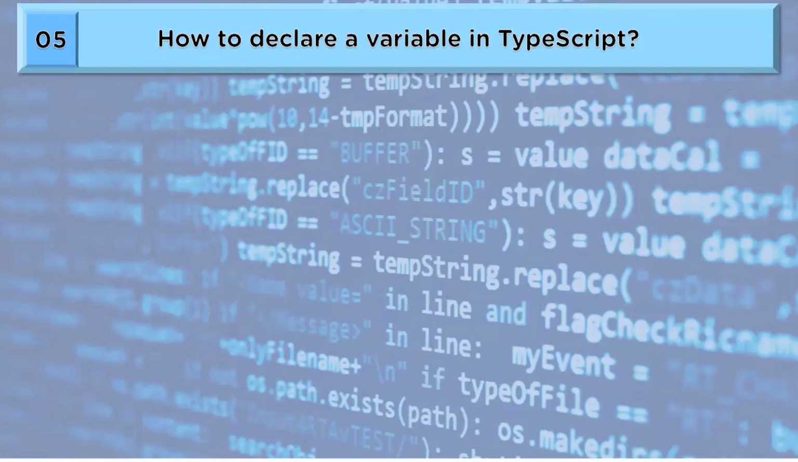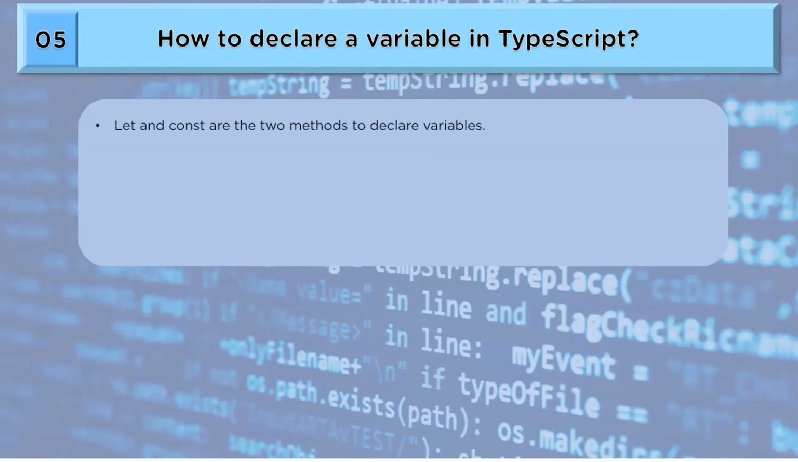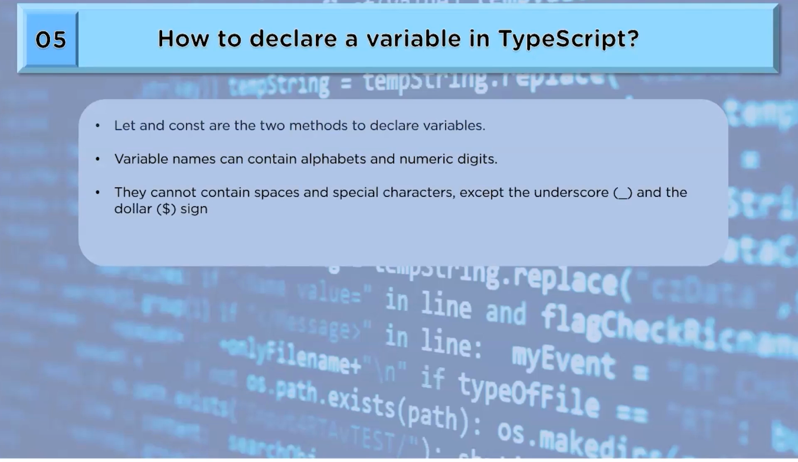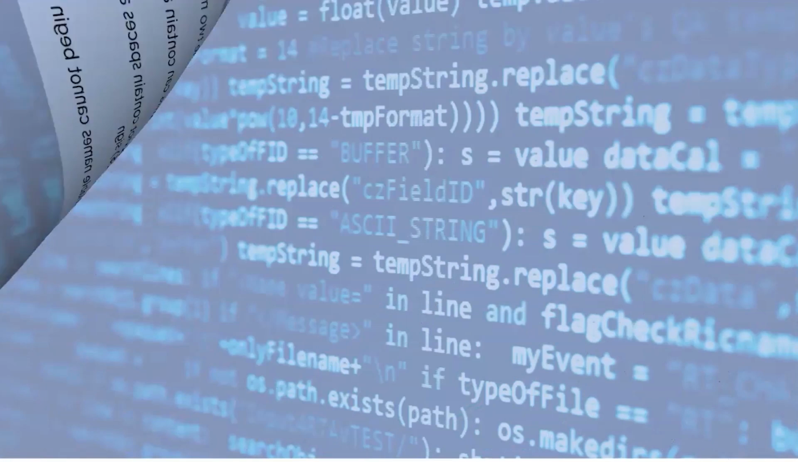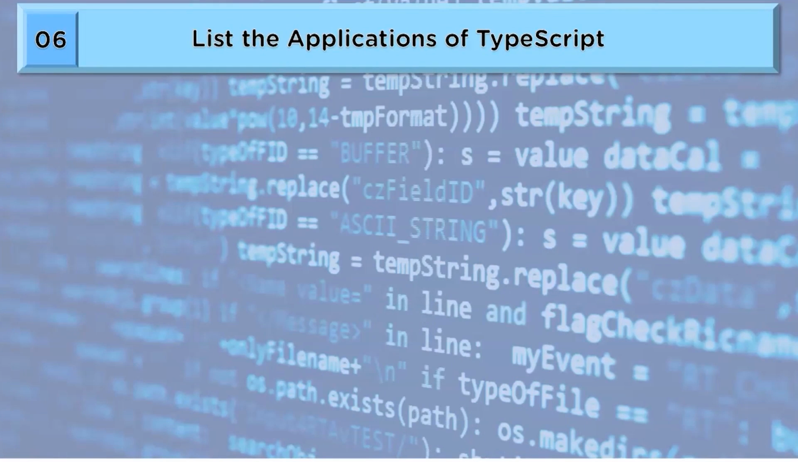How to declare a variable in TypeScript? Let and const are the two methods to declare variables. Variable names can contain alphabets and numeric digits. They cannot contain spaces and special characters, except the underscore and the $ sign. Variable names cannot begin with a digit. Below is the example code, where we have declared a variable with the let method and we have declared a variable inside a function.